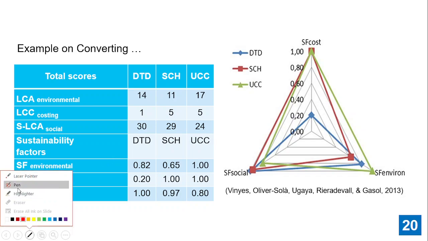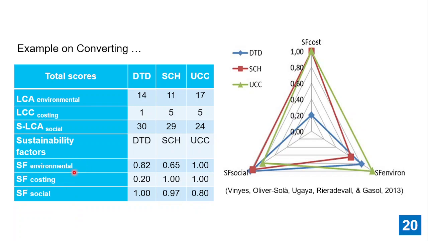Here we can see the sustainability factor of environmental is about 82 for DTD, the sustainability factor of costing is 0.2, and the sustainability factor of social is 1. DTD is in blue color, and the social is 100%; it reaches 1. But for the sustainability costing, there is 0.2. They give points, and for the environment they receive 82. So the contribution of social is more, and secondly the environment, but the economic factor is a problem. It's not contributing more in sustainability.